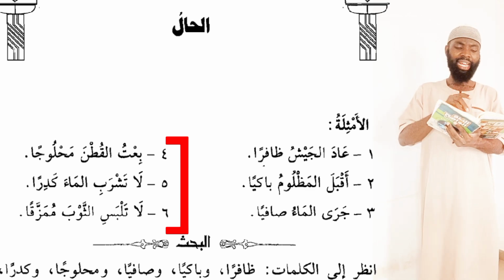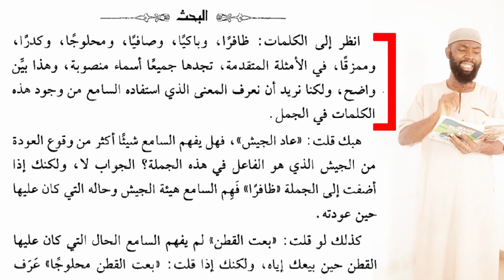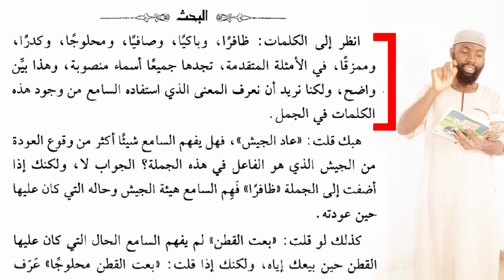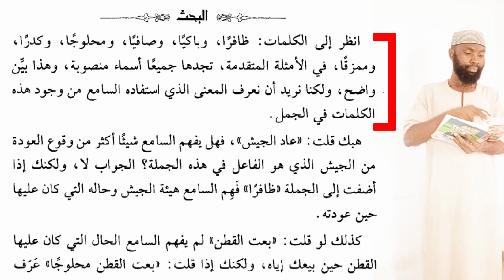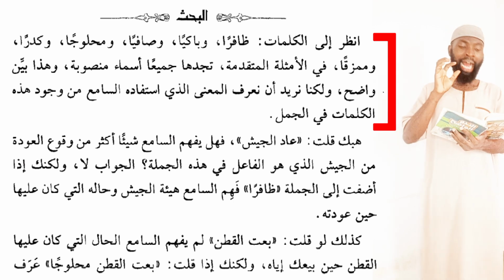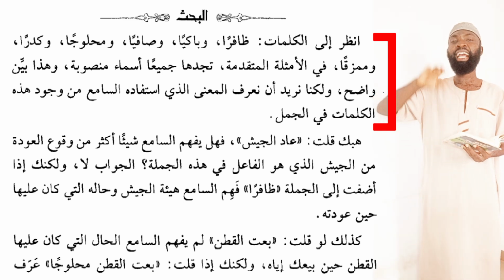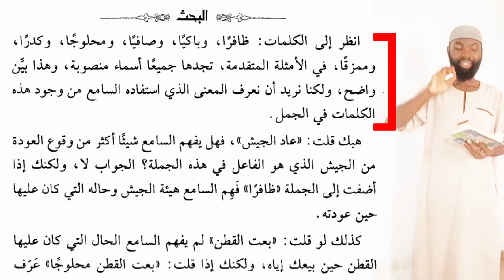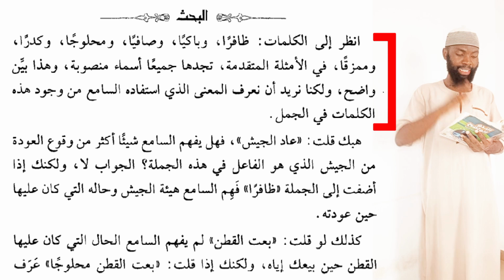Let's go to al-bahth. It says, unzur ila al-kalimati dhafiran bakiyan safiyan mahlujan kadiran mumazzaqan. Look at all of the 6 words: dhafiran, which means victoriously, bakiyan crying, safiyan clearly, mahlujan jinad, kadiran dirty or misty, mumazzaqan torn. So fil amthilat al-mutaqaddima, all of these words in the previous examples, tajidha jami'an asma'an mansuba. You will find out that all of these words are accusative nouns, meaning nouns which are in the accusative case carrying fatha or as the case may be.